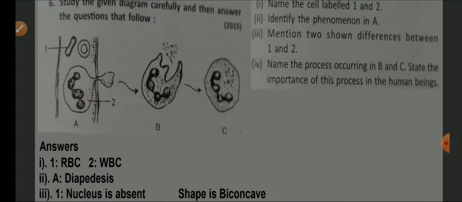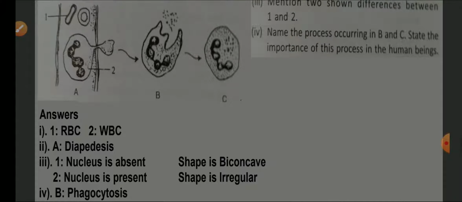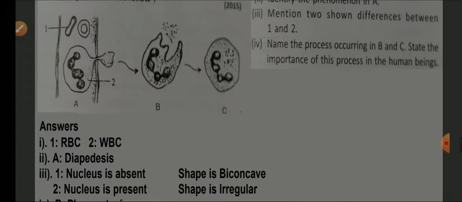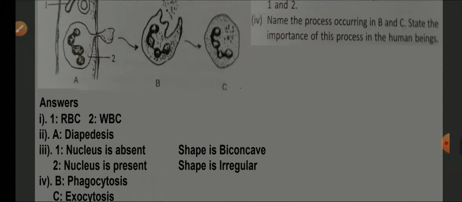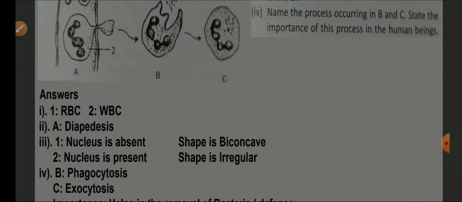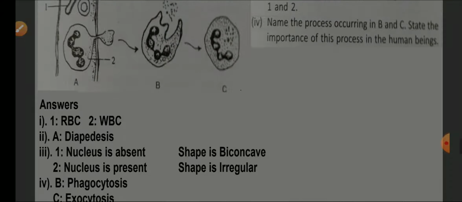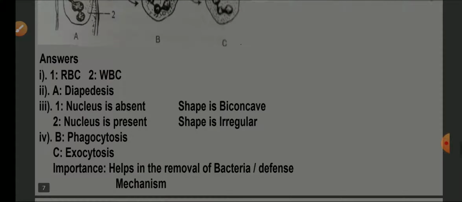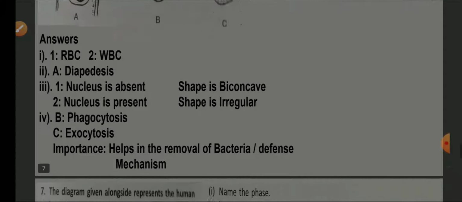State the phenomena occurring in A, that is diapedesis. Structural difference between 1 and 2, that is RBC and WBC: in RBC the nucleus is absent and the shape is biconcave. Here in WBC the nucleus is present and the shape is irregular. The phenomena in B and C are phagocytosis and exocytosis. And the importance is that it helps in the removal of bacteria and the defense mechanism.